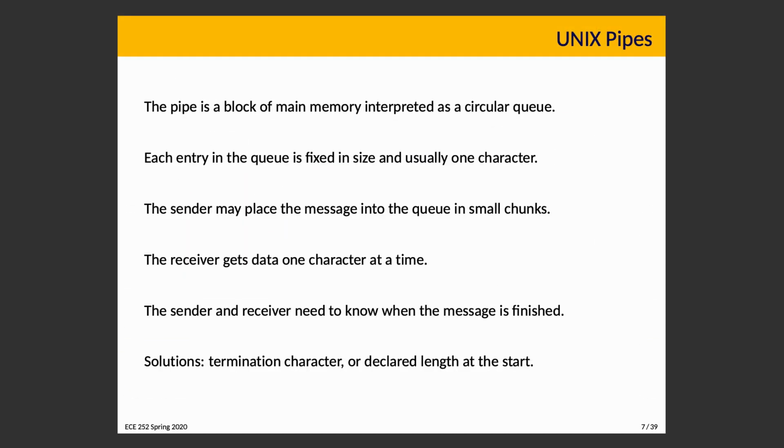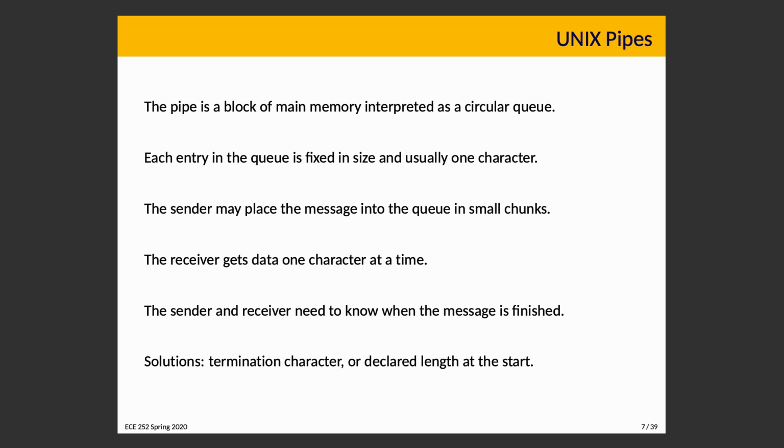Now, the actual implementation of a pipe, it is a block of main memory, and it is treated as though it is a circular queue. Every entry in the queue is fixed in size, and it's usually one character at a time. The sender can place a message into the queue in little chunks. The receiver tends to get data one character at a time. These can be aggregated when you use the read and write commands, so you don't have to manually add every single character in a for loop, but in an implementation level, it operates on one character at a time.